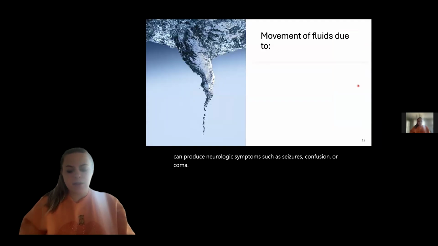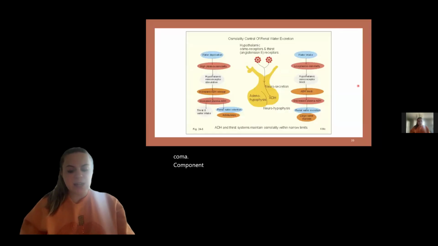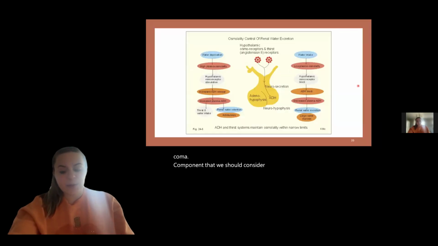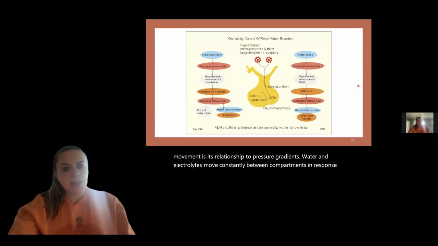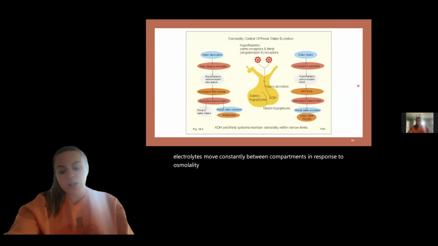Another component that we should consider in our aspect of fluid movement is its relationship to pressure gradients. Water and electrolytes move constantly between compartments in response to osmolality, hydrostatic pressure, and oncotic pressure. This dynamic exchange keeps tissues hydrated and nourished, and when disrupted, we see clinical problems like edema, dehydration, or volume overload.